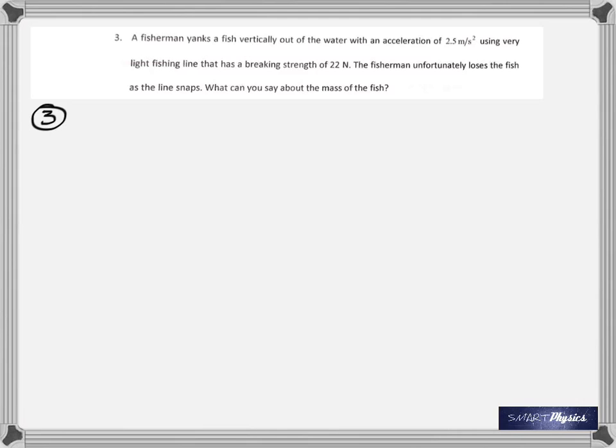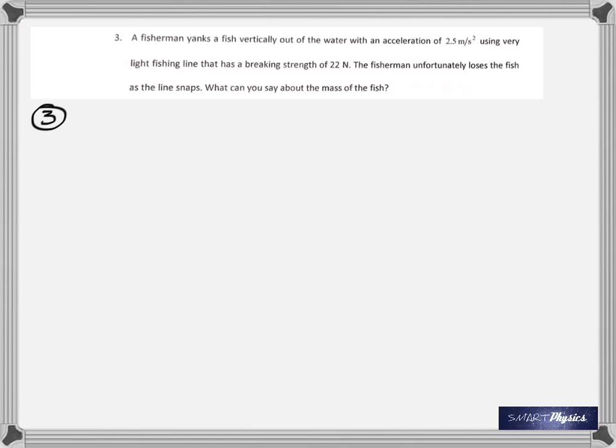Is this question talking about the fisherman just holding the fish right there? No. Let's imagine that he was just holding the fish there. What would have been the tension in the fishing line? 22 newtons. No. 22 newtons is the breaking strength of the fishing line, right? My question was, if he was just holding it there, the tension would have been mg. Do we know the mass of the fish? No. If we did know, surely that would have been less than 22.